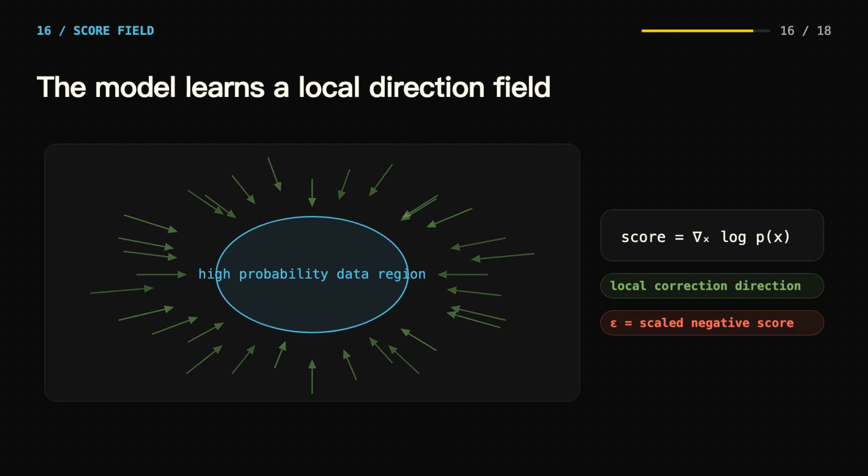Noise mean squared error can therefore be understood as learning a family of local correction directions across T. The sampler begins with Gaussian noise, repeatedly queries those directions and moves toward high probability regions of the training distribution. The model is not learning one finished image. It learns local navigation rules that change with noise level.